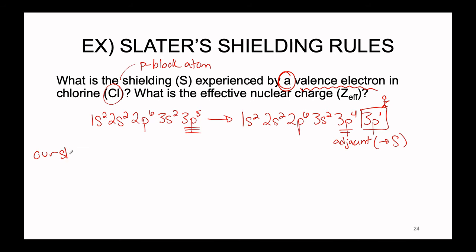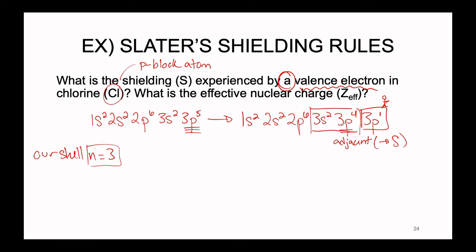Our shell is n equal to 3, which means all adjacent electrons are going to be those that have the n value in their quantum number set also being equal to 3. So rule number 3 is going to tell us then that we need to pick out all of these electrons that are adjacent to us.